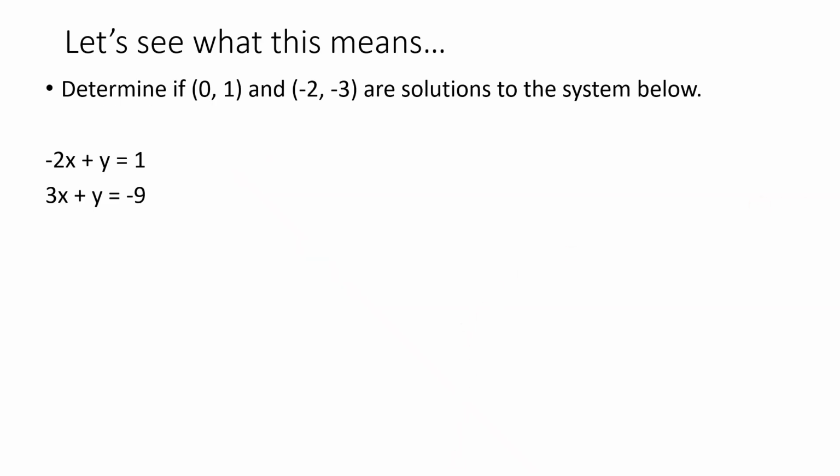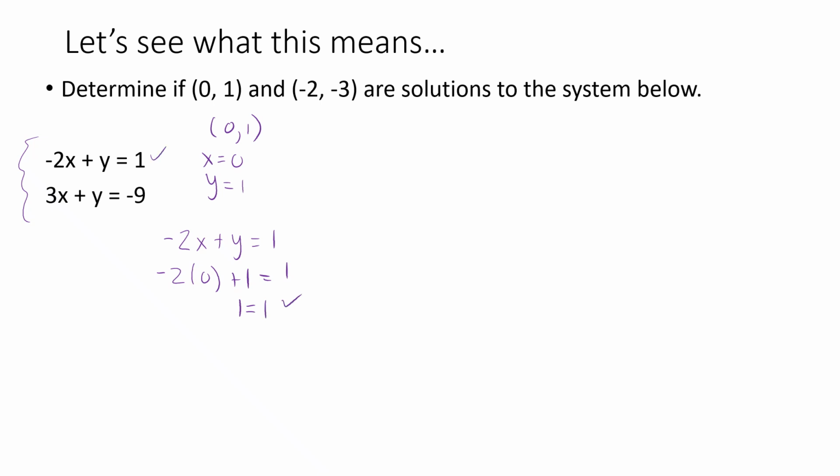Okay, we're going to just look at an example here to see what it means. Determine if (0, 1) and (-2, -3) are solutions to the system shown below. So here's my system. I have two variables, an x and a y, and we'll go ahead and check the point (0, 1). We're going to test x is 0 and y is 1, and we want to see if these values will make all of the equations true. So looking at that first equation, we've got -2 times 0 plus 1. -2 times 0 is 0, and 0 plus 1 is 1, giving me 1 is equal to 1. So it works for the first equation.